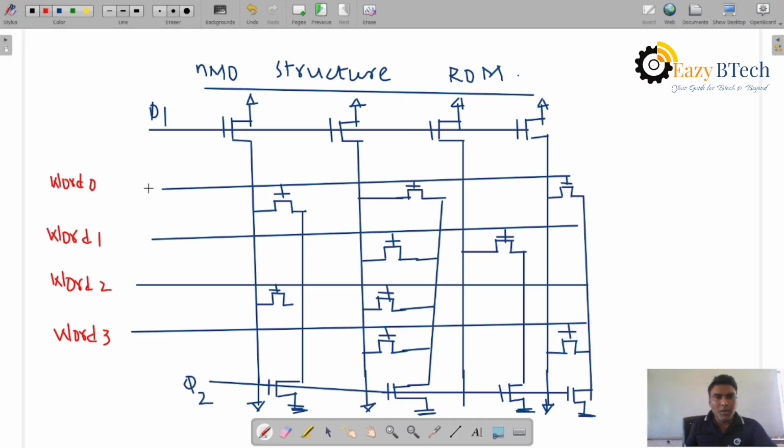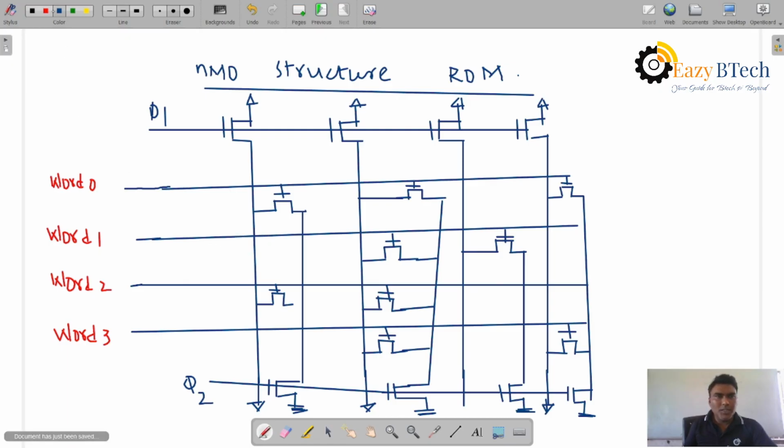According to the word line selection, the data is stored. Word lines are the address lines, and the column lines are bit lines.